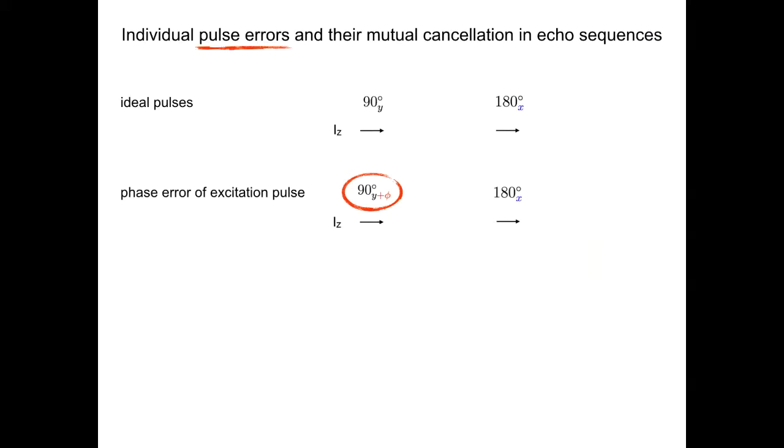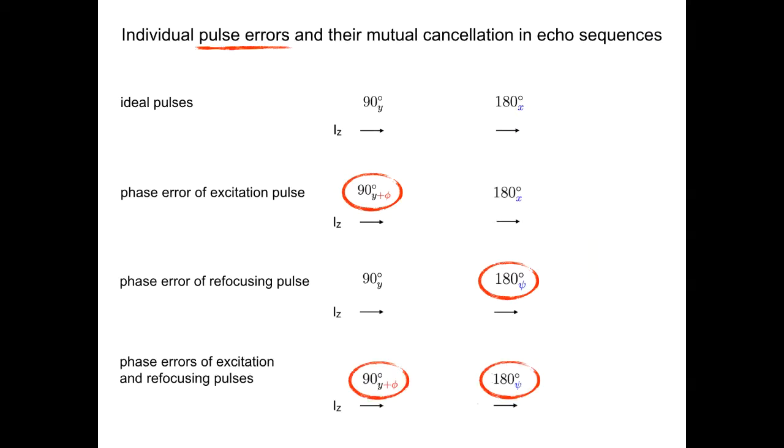And in the second, actually what we consider is just different cases. So we consider then the case where the excitation pulse has a phase error. We look at the case where the refocusing pulse has a phase error. Then, of course, if we have phase errors in the excitation and refocusing pulse, it's even worse. But let's actually see what happens, or that's at least what we expect.